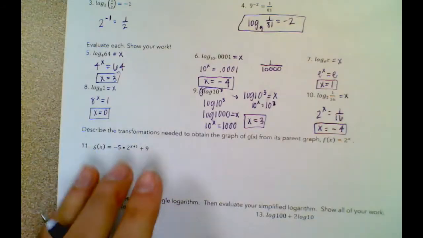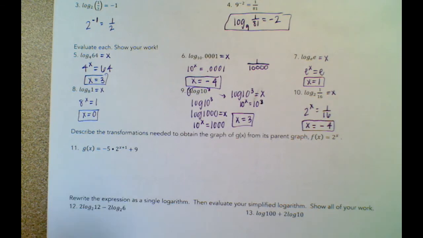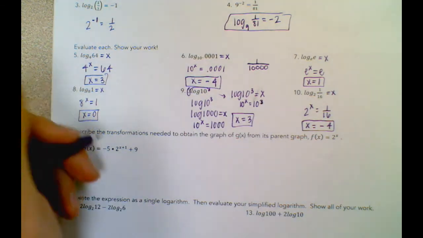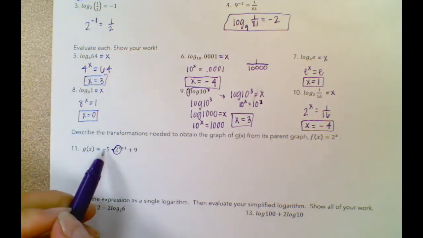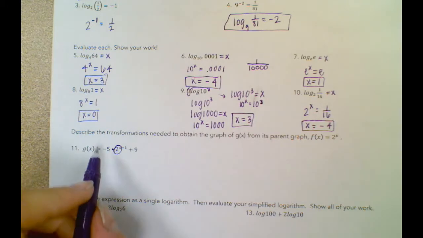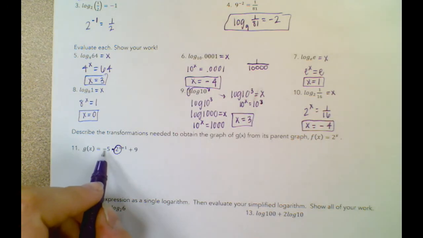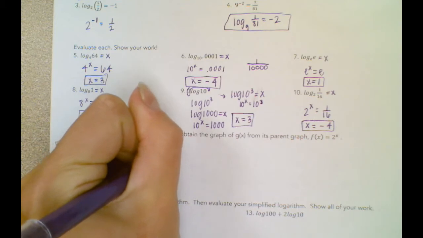Alrighty, number 11. Describe the transformations needed to obtain the graph of g of x from its parent graph, f of x equals 2 to the x power. So here's the 2 to the x power right here, okay? So we have something extra here, here, and here. Alrighty. Now remember, whenever you have a negative out in front, that is a reflection over the x-axis.